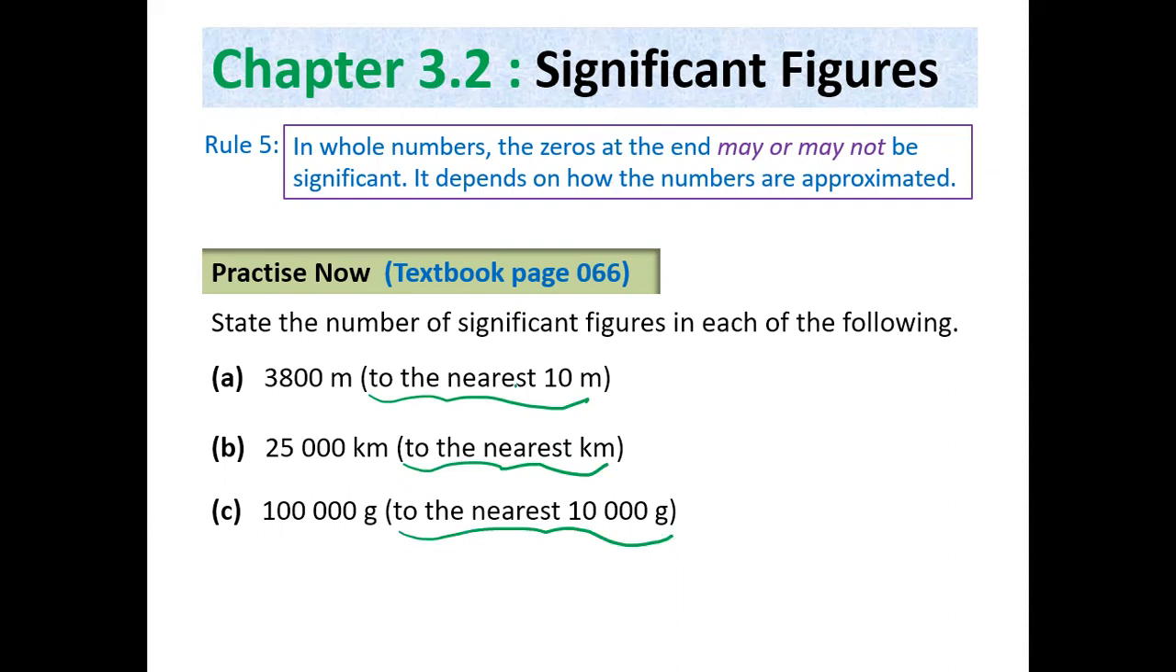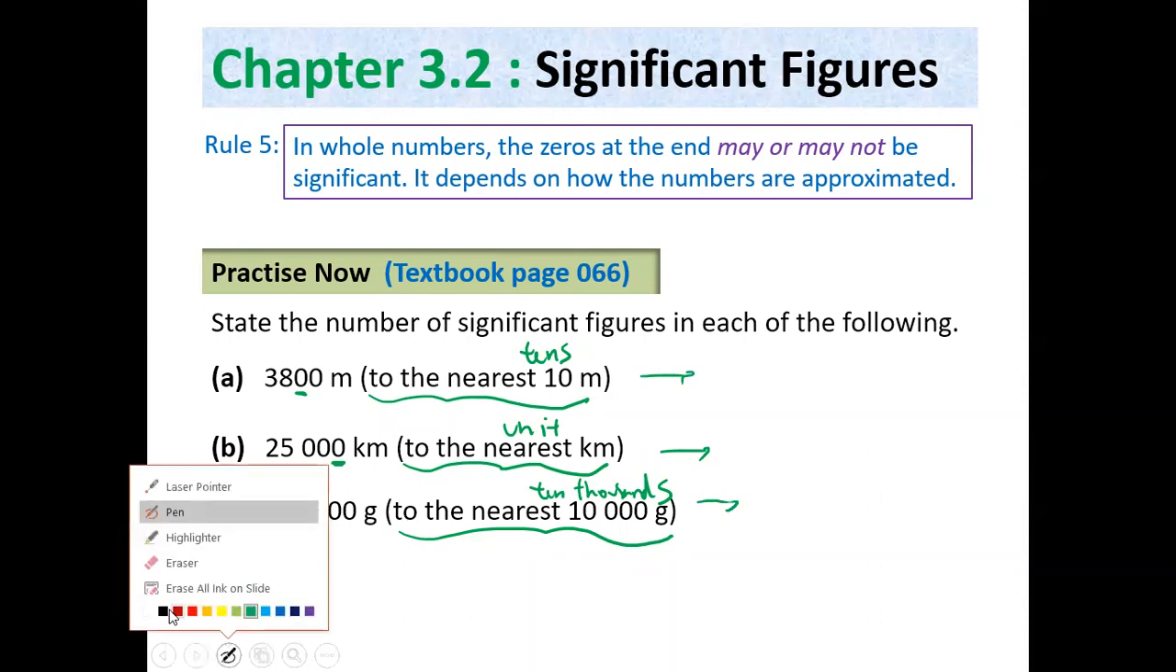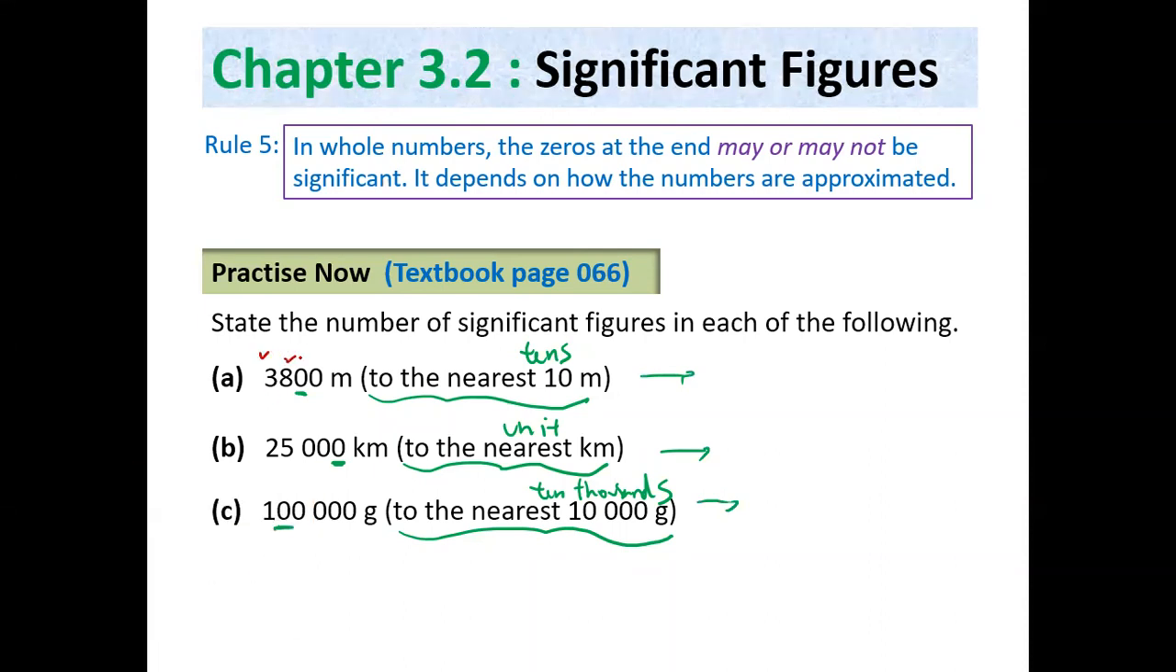So to the nearest 10 means you have to stop here. To the nearest km means it's 1 km; to the nearest 10, nearest unit, nearest tens, nearest thousands, 10,000. But 10,000 is about here, right? So how many significant figures are here? Again, look at how I do it. 1, 2, 3, done. Why? Because you just have to stop until this. So 1, 2, 3. So 3 significant figures.